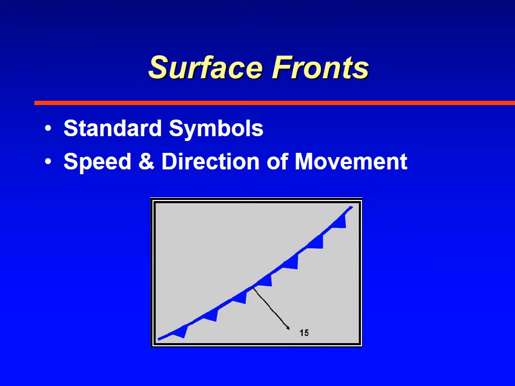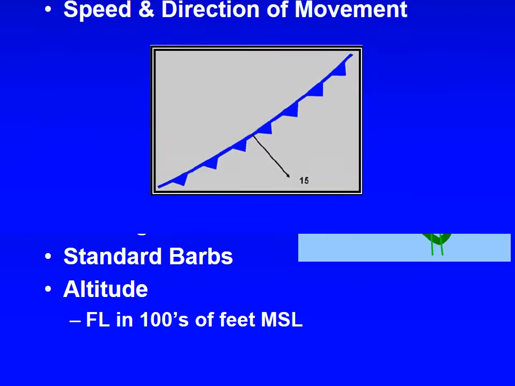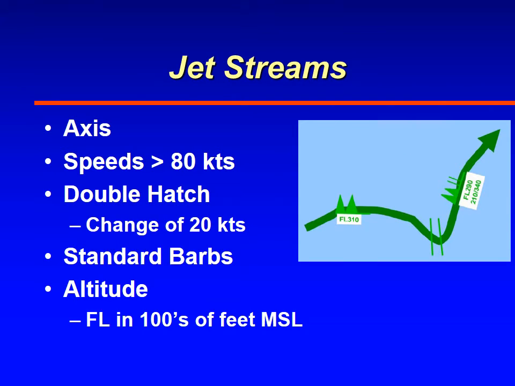Also, they'll show you fronts. These are the surface location of fronts and their movement, direction and movement. Jet streams are also shown on this chart. What they plot is the axis of the jet stream. Axis is the line that connects the strongest winds anywhere in the atmosphere above a given location.